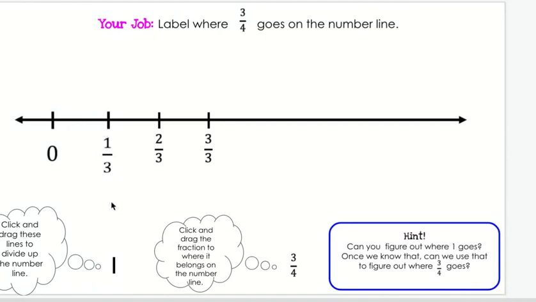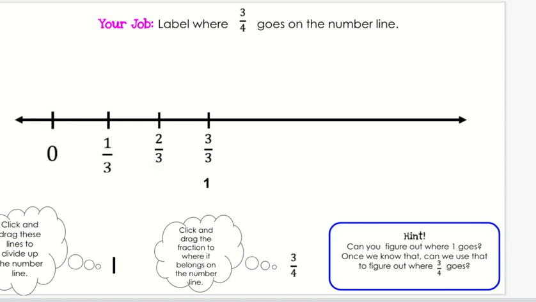So now that my number line is broken up into thirds, and I have 1/3, 2/3, 3/3, which is also equal to 1 whole, because we know that when we have all the parts of a whole, then it's equal to 1 whole. So now that I know this, I can go back and I can think to myself, what fraction is easy to work with in between 0 and 1 now that I know where 1 is on my number line that could help me to find 3/4?